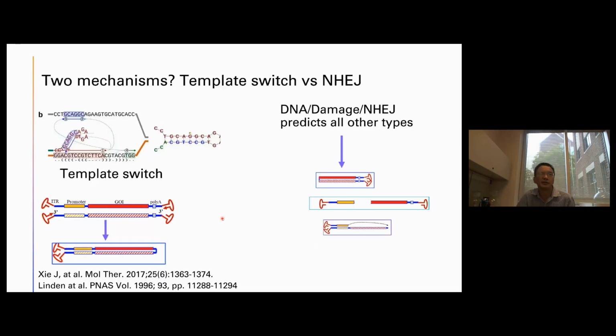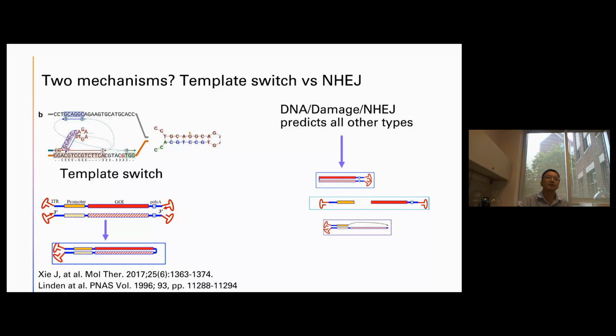So there are two mechanisms that can be considered that lead to the formation of these snapback genomes. One is this old, traditional theory that was proposed long ago, when the snapback genome was discovered for the wild-type AAV.